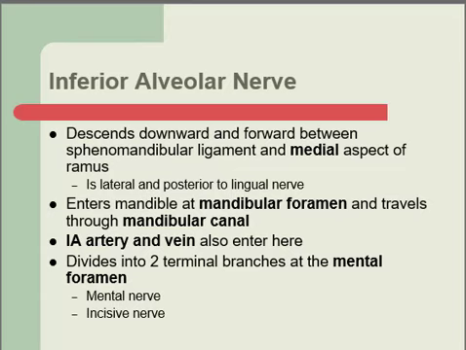Okay, so it descends down and forward between the sphenomandibular ligament and the medial aspect, that inside aspect of the ramus. So it is lateral, to the outside, and posterior, behind. It's behind and to the side of the lingual nerve. It enters the mandible through the mandibular foramen and travels through the mandibular canal. The inferior alveolar artery and vein also enter here.